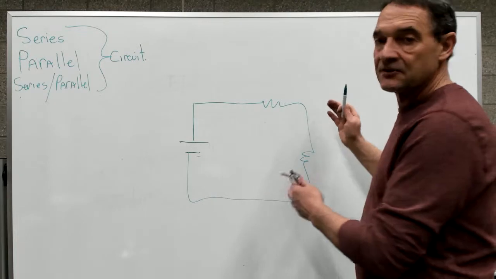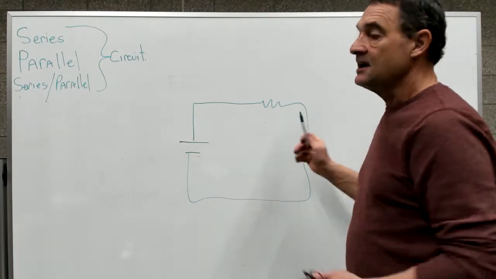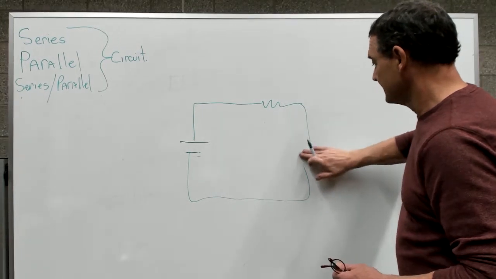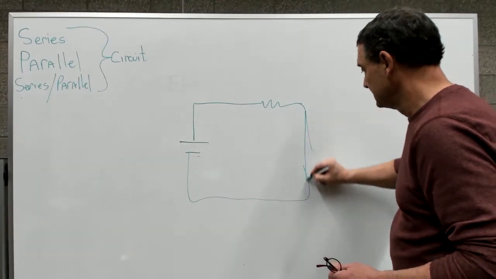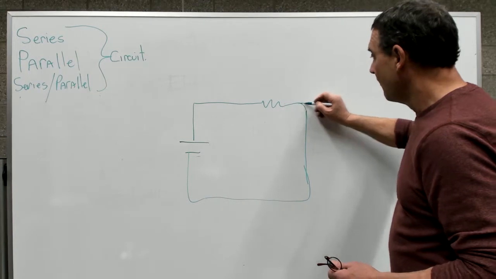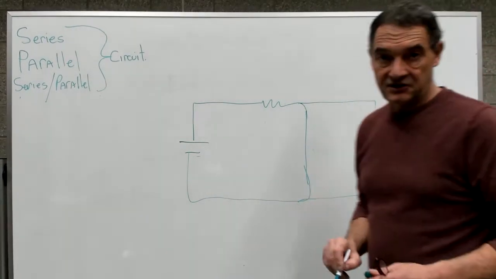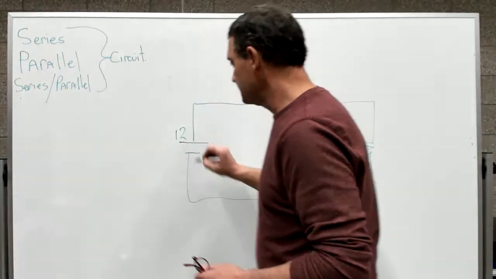But to understand the rules, you have to understand the circuits. The other circuit that we deal with primarily is the parallel circuit. So let's get rid of that. In a parallel circuit, all resistances feel source voltage. So our source is 12 volts.